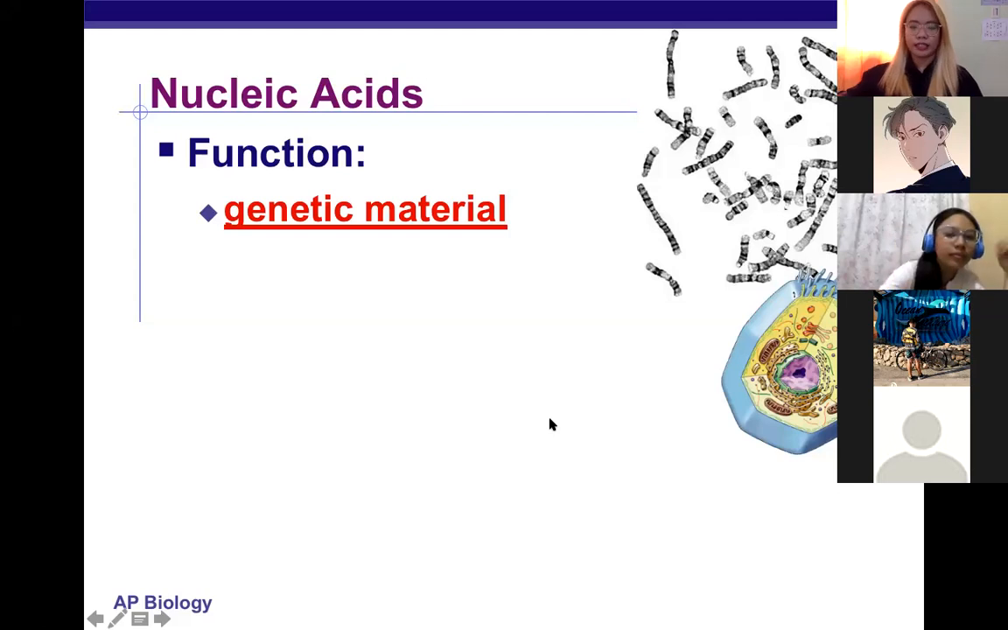Okay, so sige, tigilan na natin yung meme ng dominant gene at saka recessive gene na yan. Let's continue to our slides.